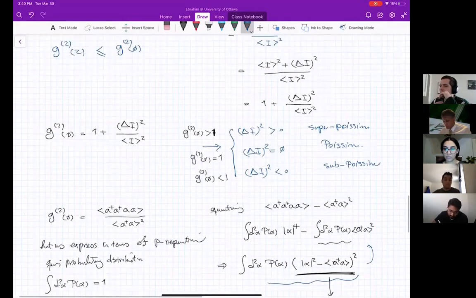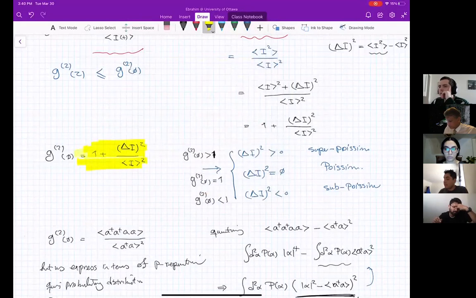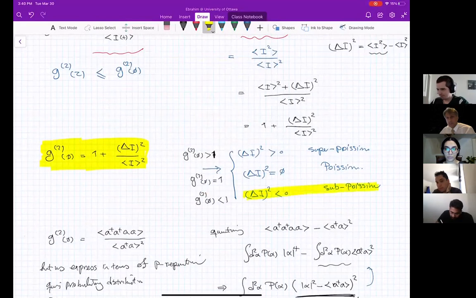So look at this relation. Look at this condition, which is what is going on with G2 of zero. Previously we proved that for any Sub-Poissonian distribution this is the case. If delta I is below zero, then I expect G2 of zero should be below one. Good? Excellent.